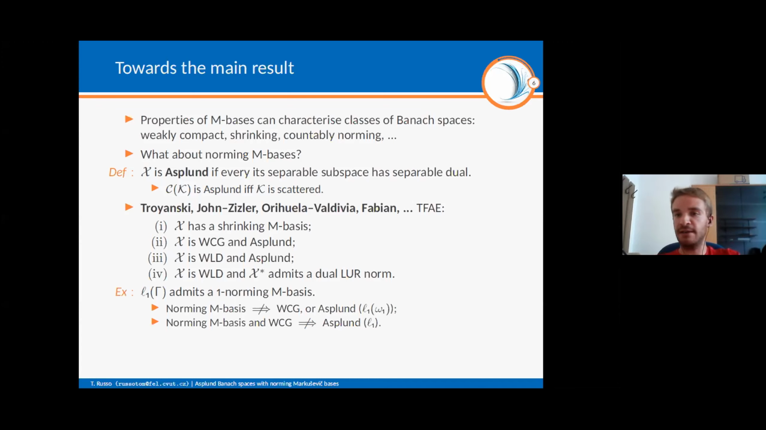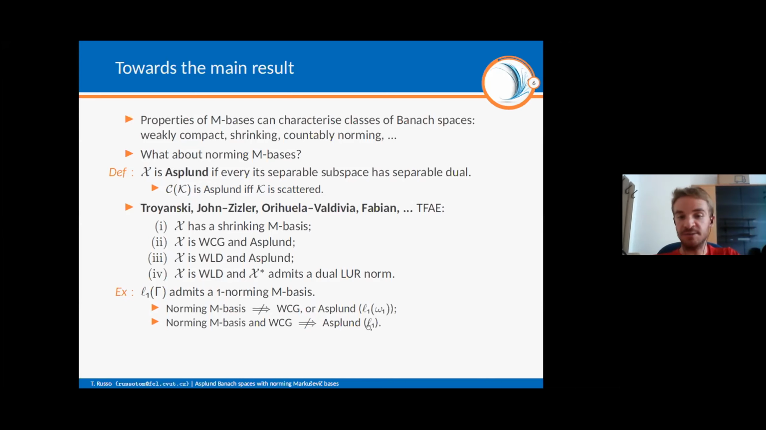So before thinking of anything sophisticated, let's have a look at an obvious example. An obvious example might be the space ℓ1(Γ), little ℓ1 of gamma, where the canonical basis is norming. However, this space is not exactly well behaved. It is not an Asplund space, and it's not a WCG space if Γ is uncountable. So, for example, you cannot hope that a norming basis would imply the space to be WCG or to be Asplund because of ℓ1(ω1), which has a norming basis but is neither WCG nor Asplund.